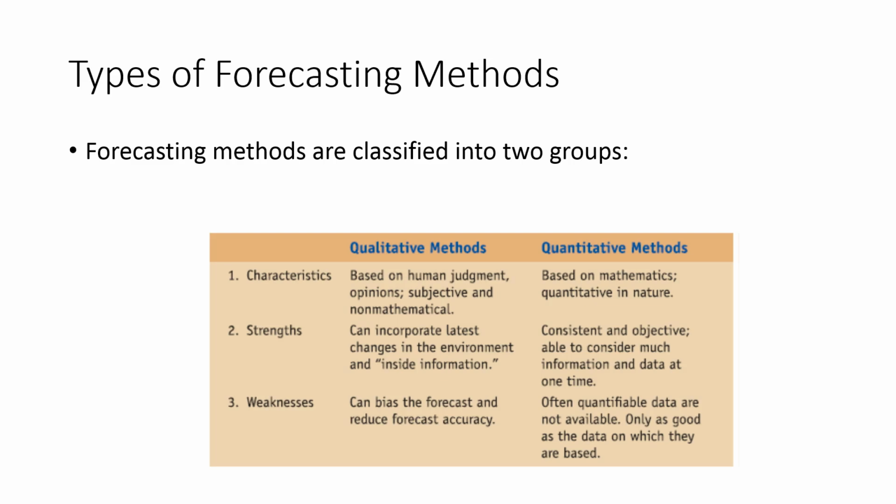It has some strengths. The strengths are it can incorporate the latest changes in the environment and inside information. In other words, if we're simply looking at mathematical models such as budgeting, how much money did we spend last year, and that's what we base our forecast on, we may be leaving some human factors or elements out that can seriously impact our forecast. The weakness of the qualitative methods is that we may bias our forecast on things that are just really feelings or hunches or beliefs without really having much to back them up.